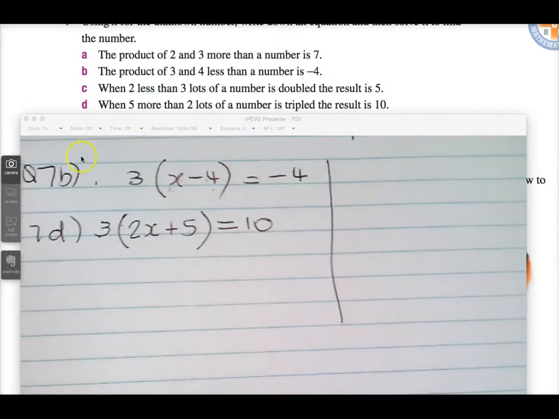Question 7D. So 5 more than 2 lots of a number. 2 lots of a number is 2x. 5 more than that is plus 5. All of that is tripled, so it needs to go in brackets and be multiplied by 3. And the result means equals 10. And now you can solve it.